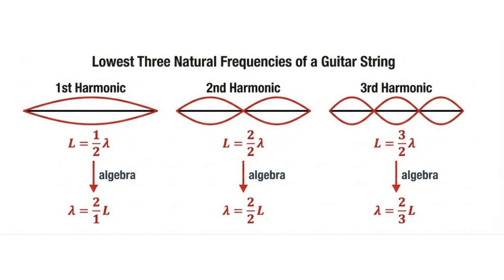Here we see the lowest three natural frequencies, or harmonics, of a guitar string. The first harmonic has 1/2 of a wavelength fitting into the length of the string. By rearranging the equation, we find that the wavelength is twice the length of the string. The second harmonic fits a full wavelength across two segments of the string, so the wavelength equals the string length. For the third harmonic, 1.5 wavelengths fit into the string length, making the wavelength 2/3 of the string length. These relationships help us understand how different frequencies and tones are produced by vibrations along the string.